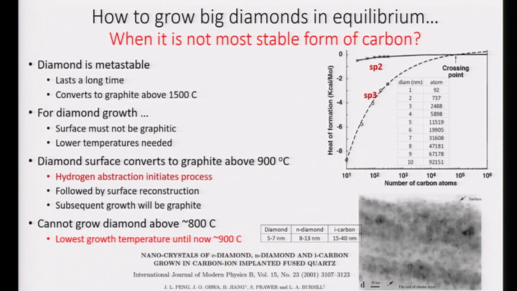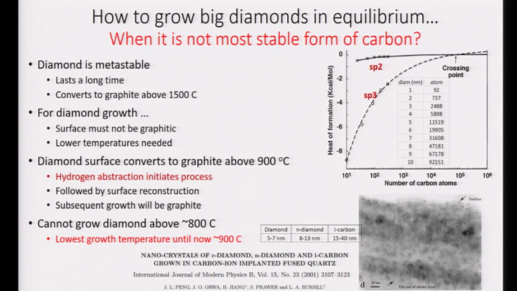So what is that temperature? Well, 1500 degrees turns diamond into graphite very quickly. But since we're growing, we care about the surface, right? If the surface, even the topmost surface layer, is graphitic, we're going to grow graphite. So what's the temperature where the surface converts? And that turns out to be 900.